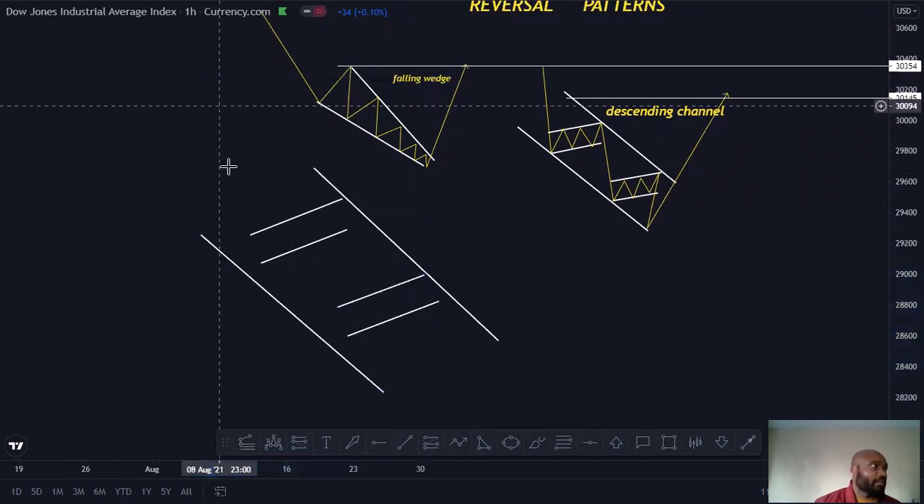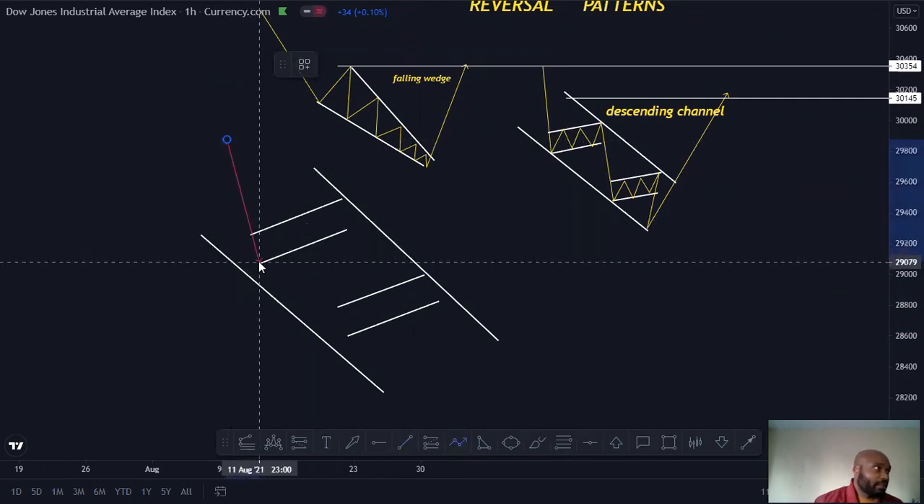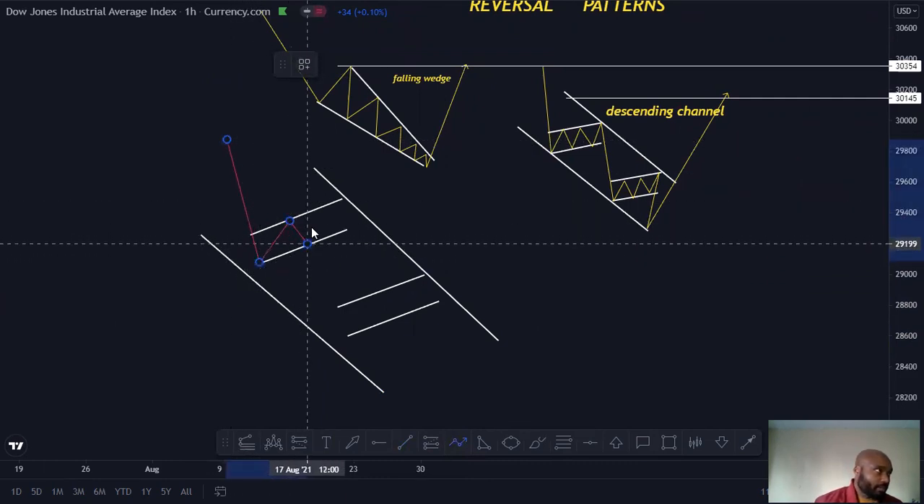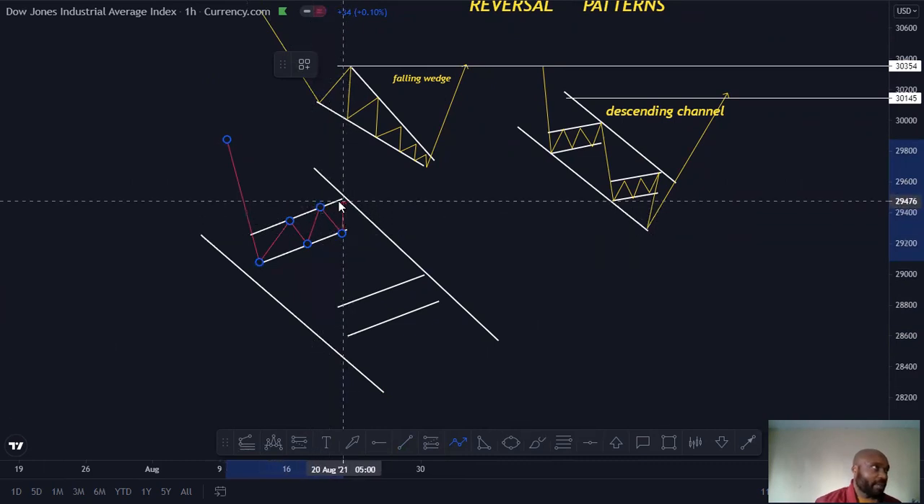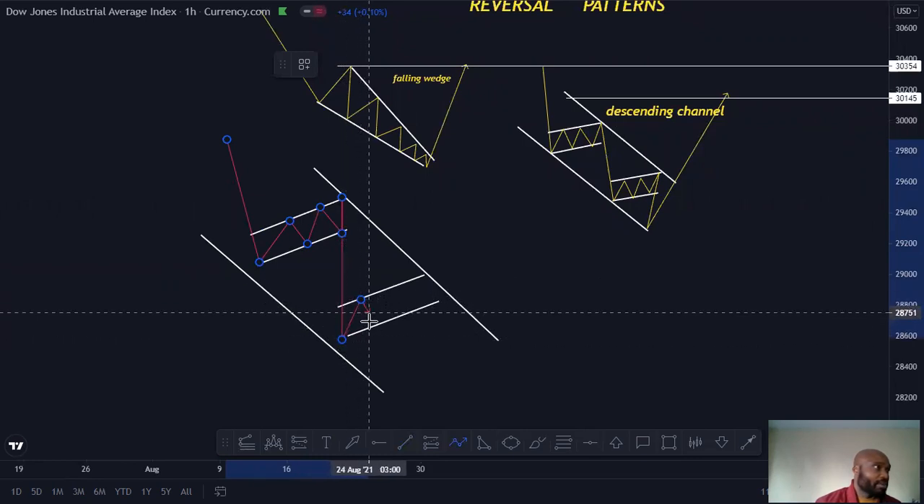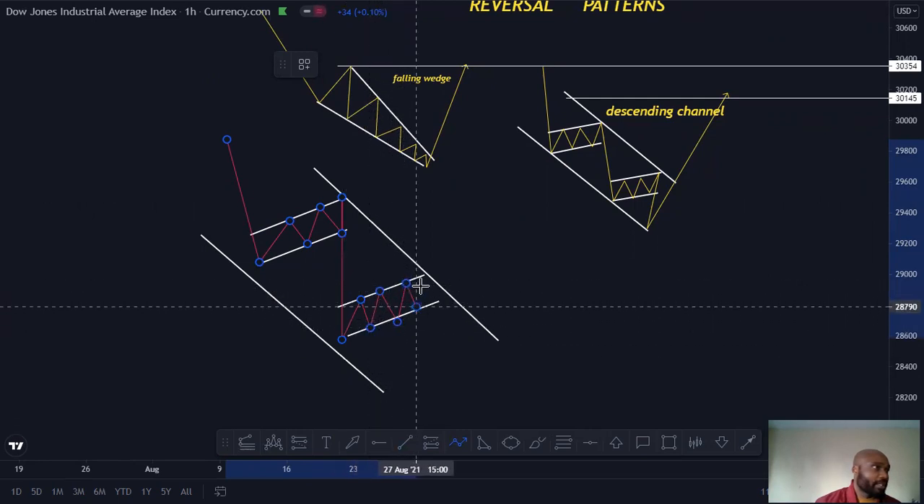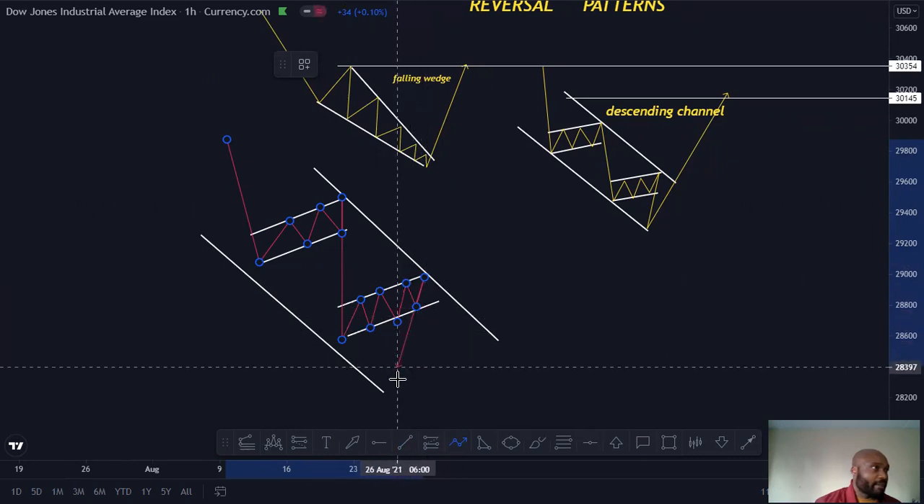So this is an example of the descending channel. Okay. So these will be your continuation patterns. Okay, guys. These will be your continuation patterns. You can see impulse, correction, impulse, correction, impulse, correction, and then impulse.